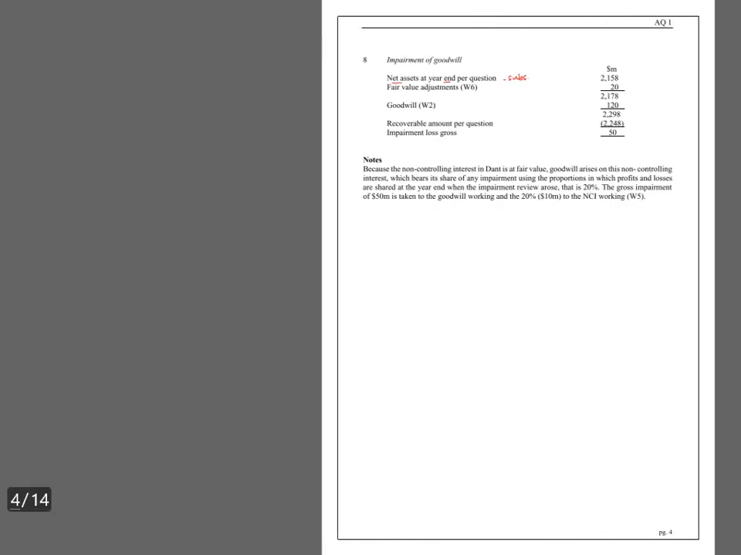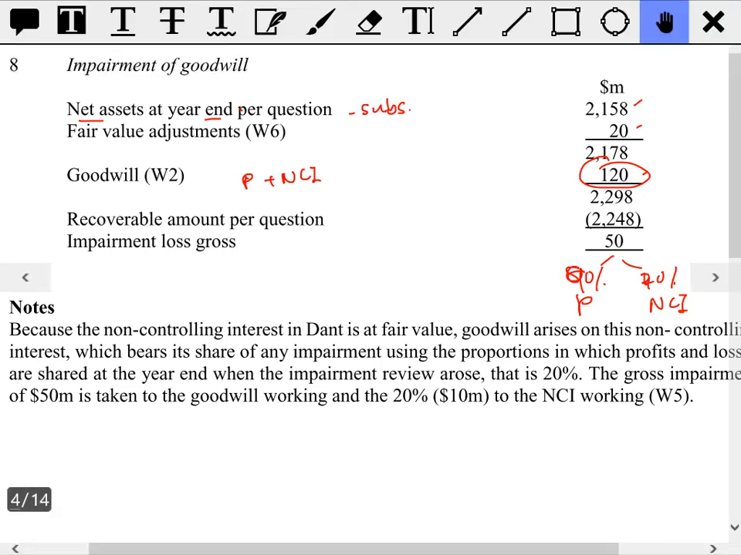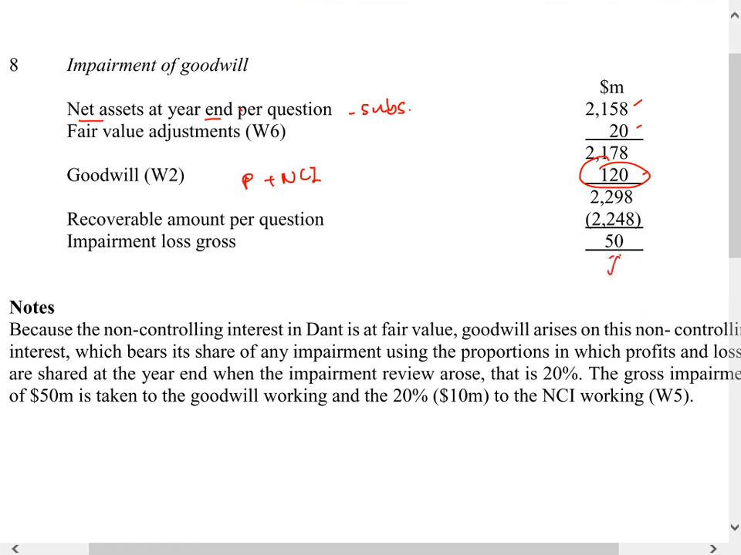Before we look at this one, we look at the working to calculate impairment. Is your net asset at the year end of the subsidiary 2158, plus fair value, we straight away plus the goodwill. So later we have a difference here. It is proportionate. We know this goodwill belongs to parent and NCI. Therefore, when we have an impairment of 50, we have to share 80% to parent and 20% to NCI. Sorry, this one will be 90% and 10%, because after the acquisition, right? 90 and 10.